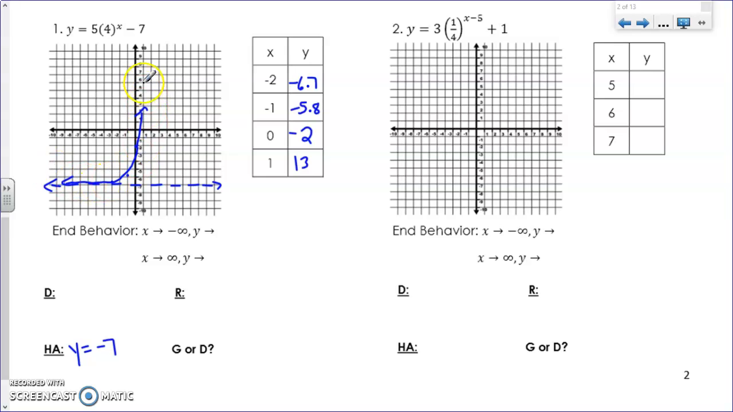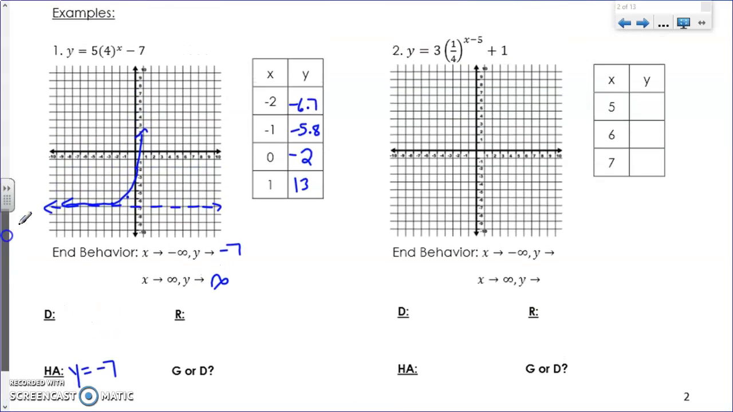It kind of looks like a backwards J or a C. So our end behavior: as x approaches negative infinity, y is approaching, what's it getting to? It's getting close to that asymptote, so it's going to be negative 7. As x approaches positive infinity, y is going to infinity. So one of these will always be the asymptote here.